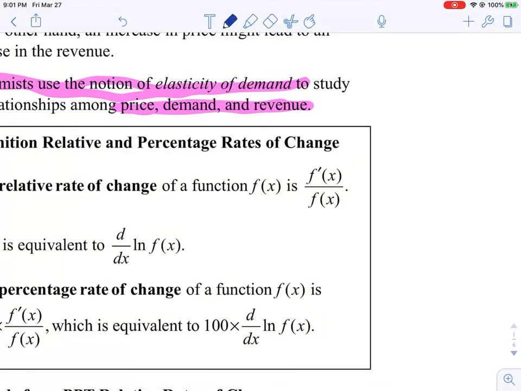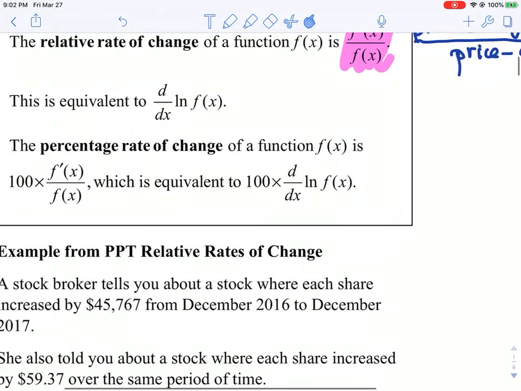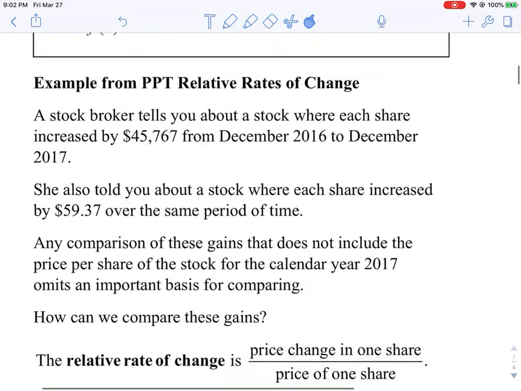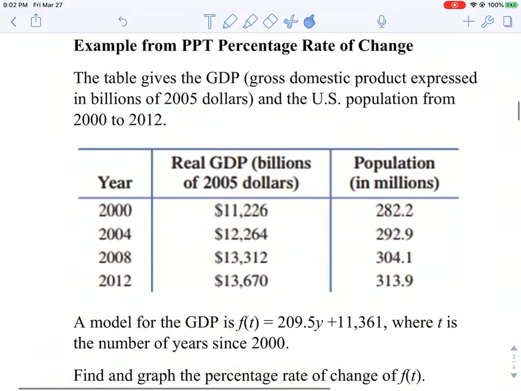Relative rate of change is the price change in one over the price demand, or the derivative of our price demand function over the price demand function. Percentage rate of change is just taking that relative rate of change times 100. And they just explain what the relative rate of change is here.